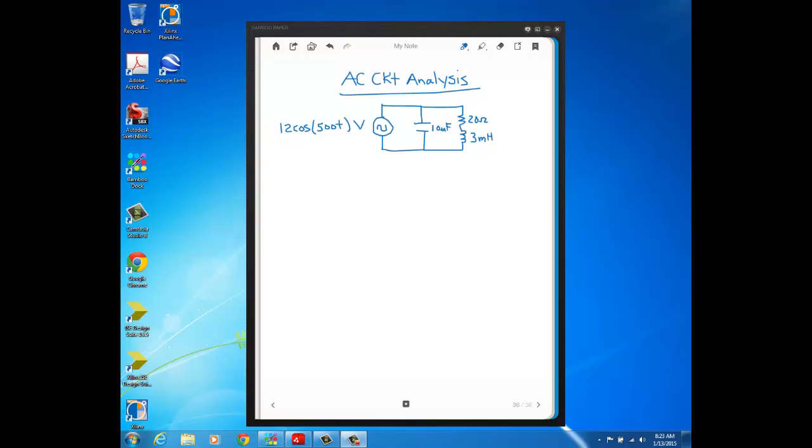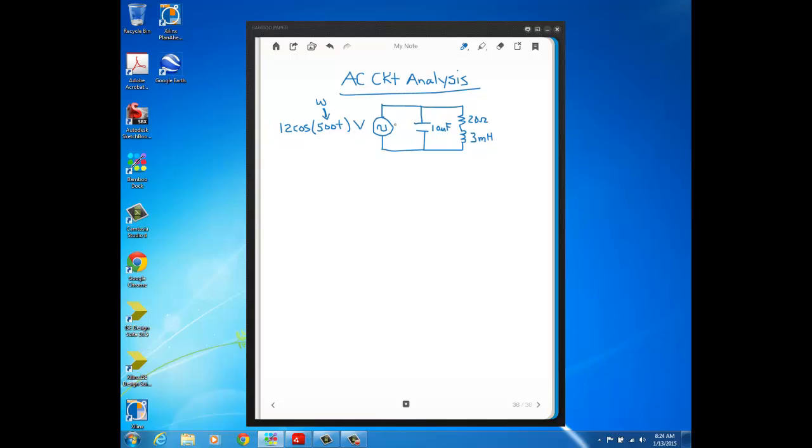Alright, today we're going to start AC circuit analysis by looking at this problem that I have in my notebook, where we have a sinusoidal voltage source with this function of time, 12 cosine 500t. So 500, that's our omega, that's our source frequency. And since we don't have an angle here, the theta is 0.